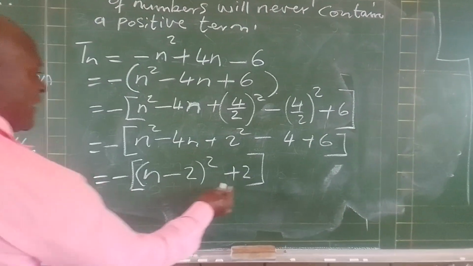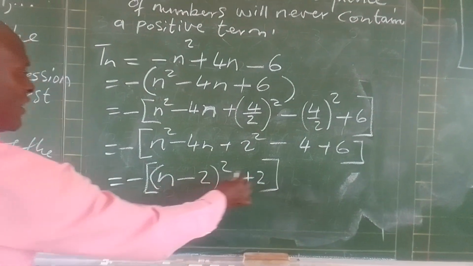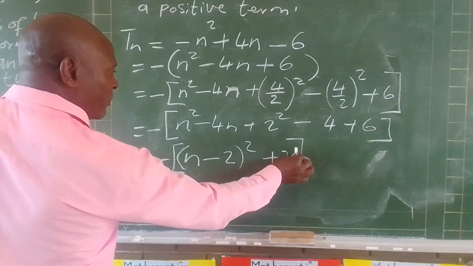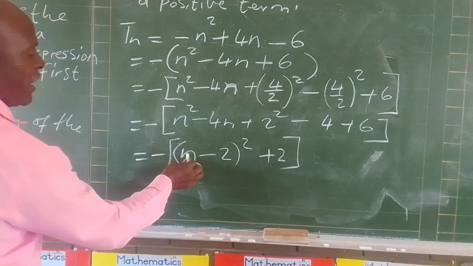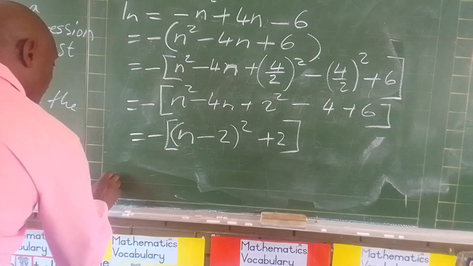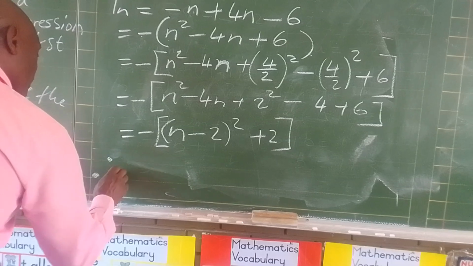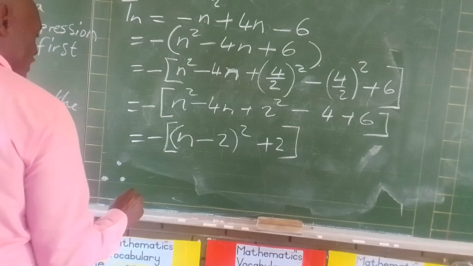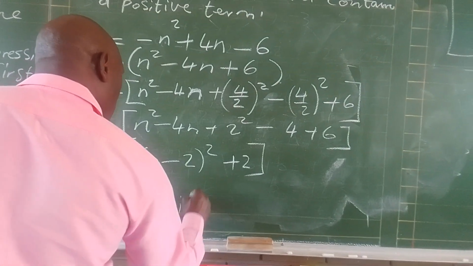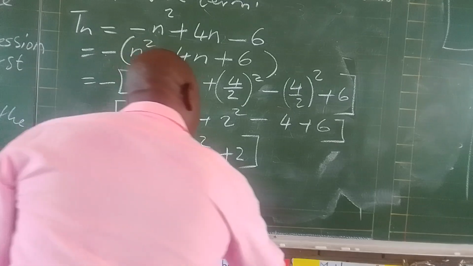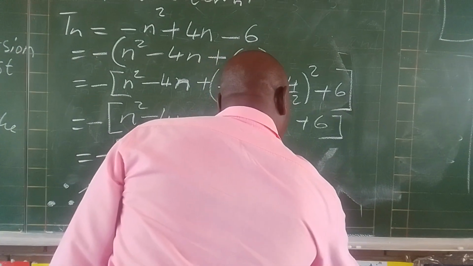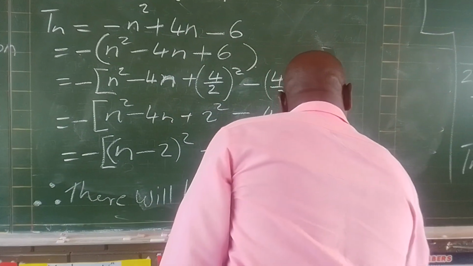Here it's minus 4 plus 6, it's positive 2. So for everything that is inside here, you are going to get a number, whether positive or negative, but it's going to be multiplied by this negative. Therefore, there is no positive term. There will be no positive term.